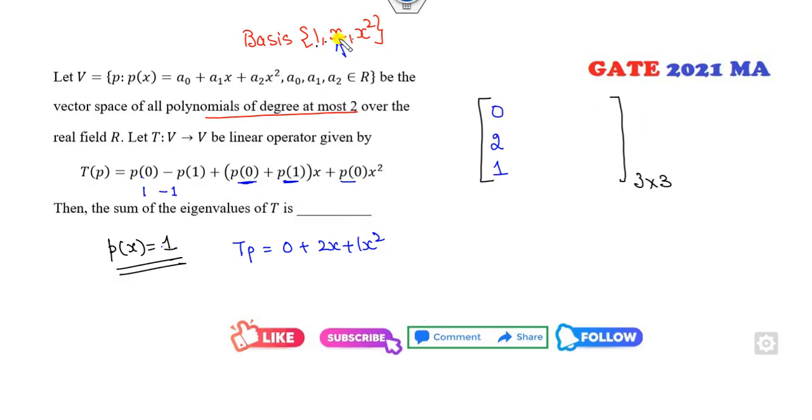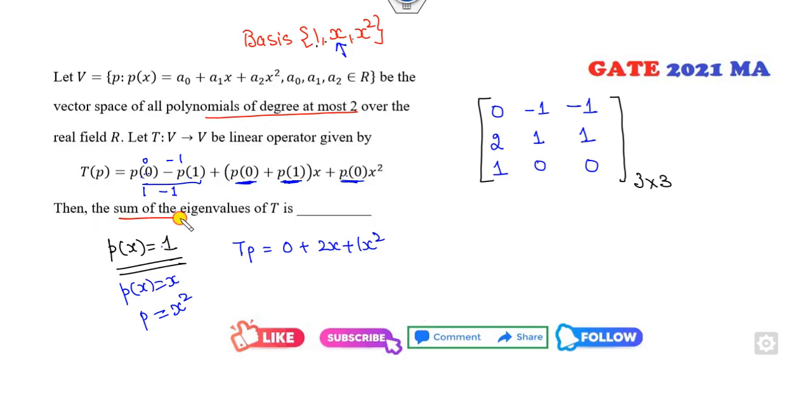Second, if I take p of x is x, so this value is 0, this value is minus 1, so the constant term is minus 1, this is 0, this is 1, coefficient of x, this is 0. Second, when I take p as x square, this value is 0, this value is minus 1, so constant term is minus 1, this is 0, this is 1, and p of 0 is 0.